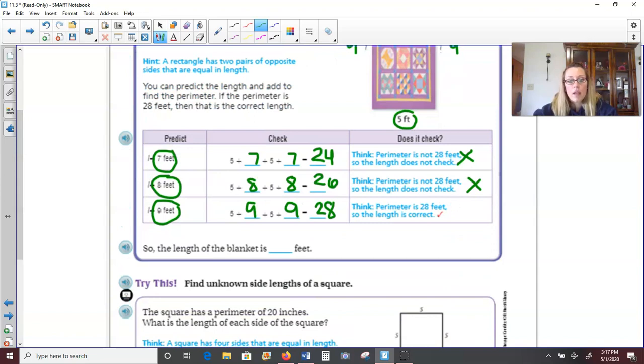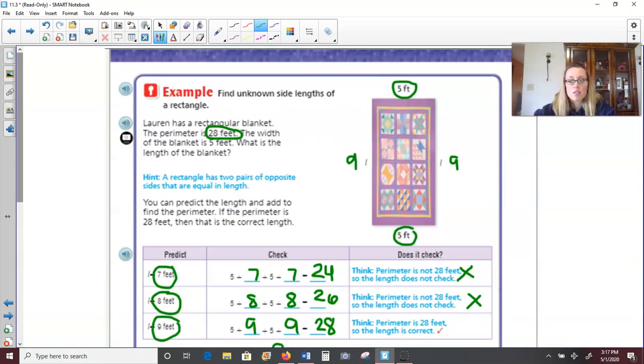Okay. Now, there is another way I would have solved that problem, and let me just model that up here. It's a little quicker than the steps they had us take with the guess and check. So if we knew the top was 5 feet wide and the bottom was 5 feet wide, well, 5 plus 5 is 10. We know the total perimeter is 28, so I would subtract 10 from the 28, and that would give me 18.